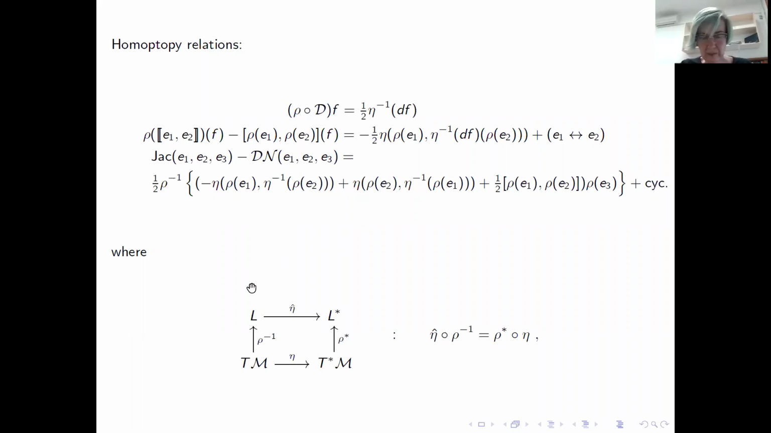So here I gave you a small map. I have my bundle. There is this pairing on the bundle that I can think of as a map from L to L dual. I have rho star, which is the transpose of my anchor map, which I have in my DFT algebroid. I have the induced map eta between the tangent and cotangent bundle over my target space. And a very weird thing, I have the inverse of a map. I have the inverse of an anchor. And this is the relation that holds.